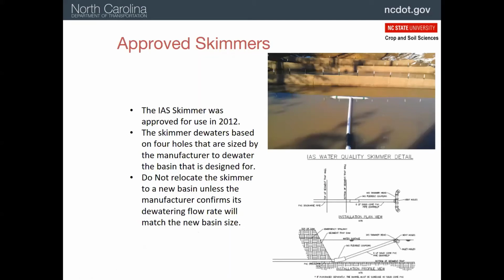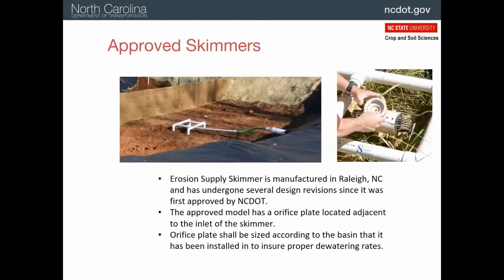There's also this IAS skimmer, pretty different in the way it works. It has an arm going each side that actually bends down. You can kind of see the bend. And there are holes cut underneath that so the water comes up into the pipe underneath it. So these are sized based on how many holes you have. So more holes, more drainage, larger basin. I actually haven't seen very many of those out.